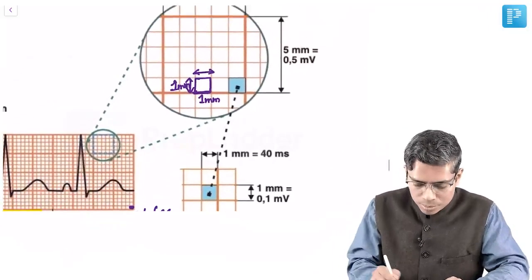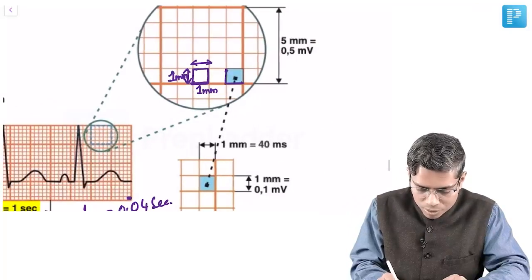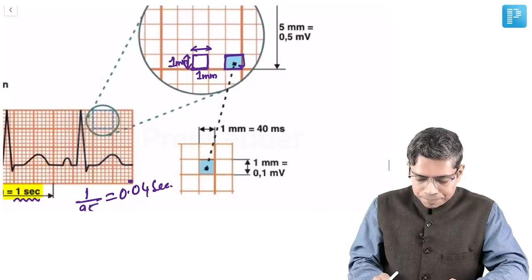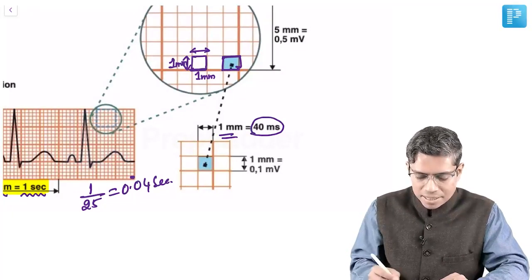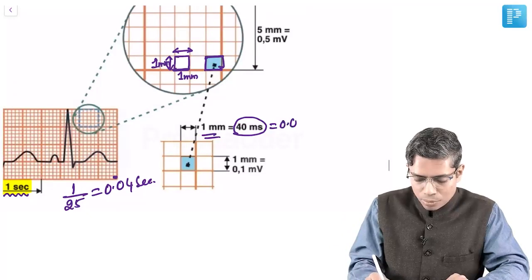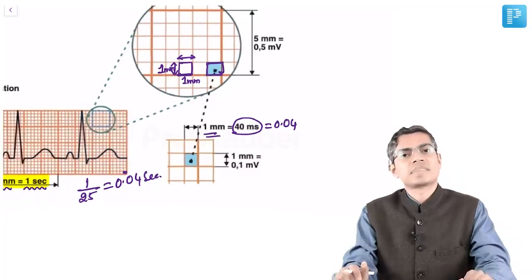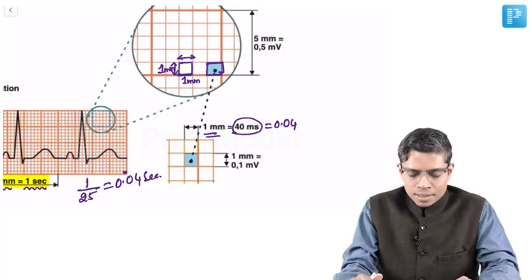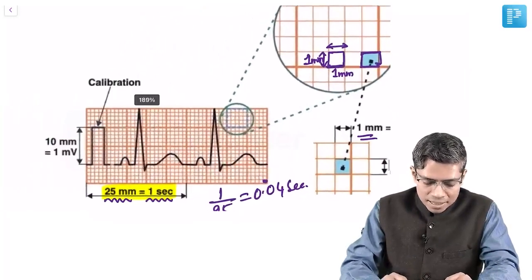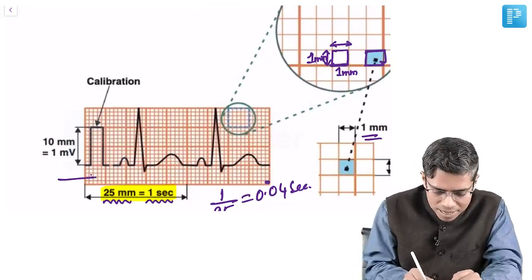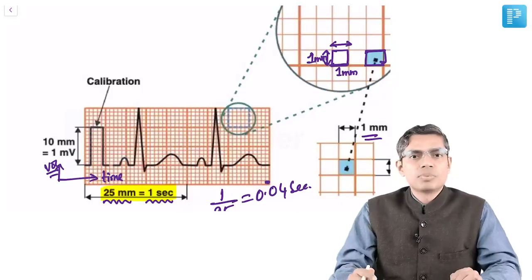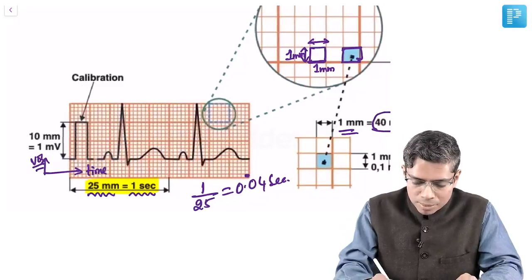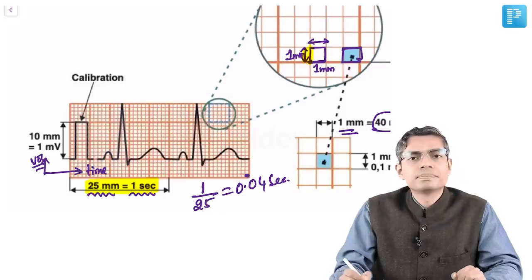Getting my point? So if you take the smallest box here, 1 millimeter is equal to 40 milliseconds, that is nothing but 0.04 second. Now the y-axis of this ECG: the x-axis is the time axis and the y-axis is the voltage axis. How much voltage is equal to this 1 millimeter box, that I have to understand.